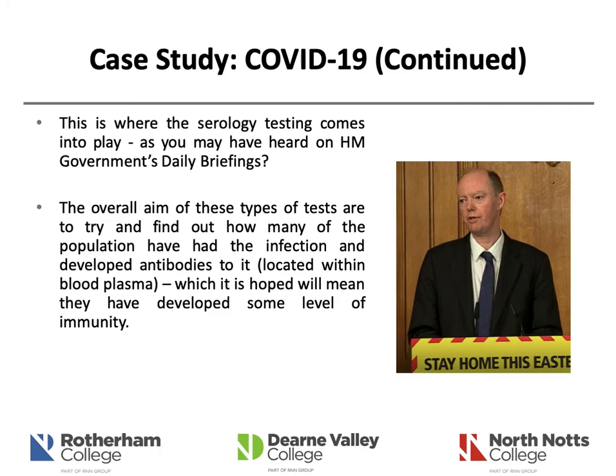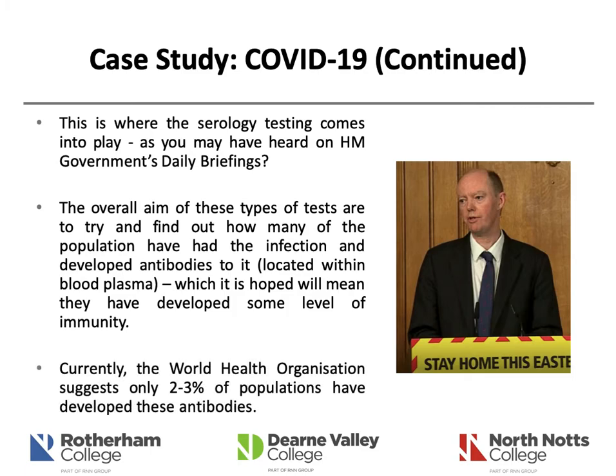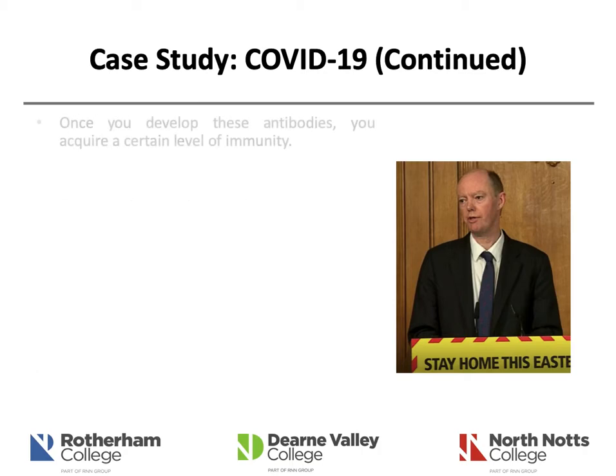The overall aim is to try and find out how many of the population have had the infection and developed antibodies to it. And ultimately, by developing antibodies, it's hoped that you will have some level of immunity. However, only 2 to 3% of populations have developed antibodies so far as a result of contracting COVID-19. So even if you have become infected, the likelihood of becoming infected again may still be high because your body hasn't developed this acquired immunity.